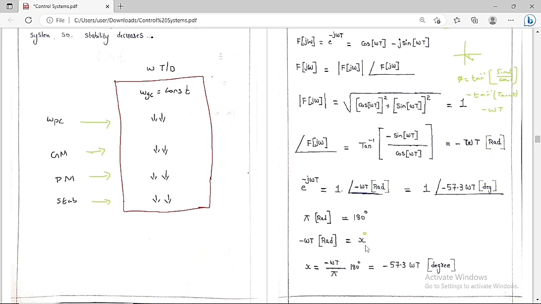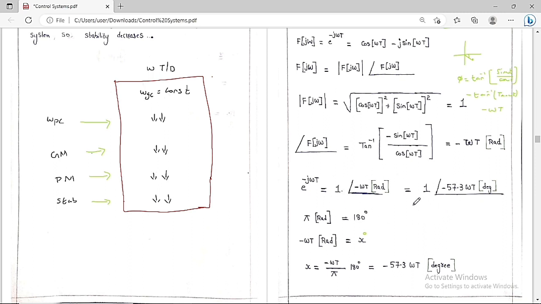If we simplify, we are going to get the value of x, which is equal to minus omega t by pi into 180. Pi is nothing but 3.14. So if we simplify, we are going to get minus 57.3 omega t in terms of degrees, because pi is equal to 3.14. So therefore now we can say minus omega t in terms of radians and minus 57.3 omega t in terms of degrees. This is the way that we are going to represent it.